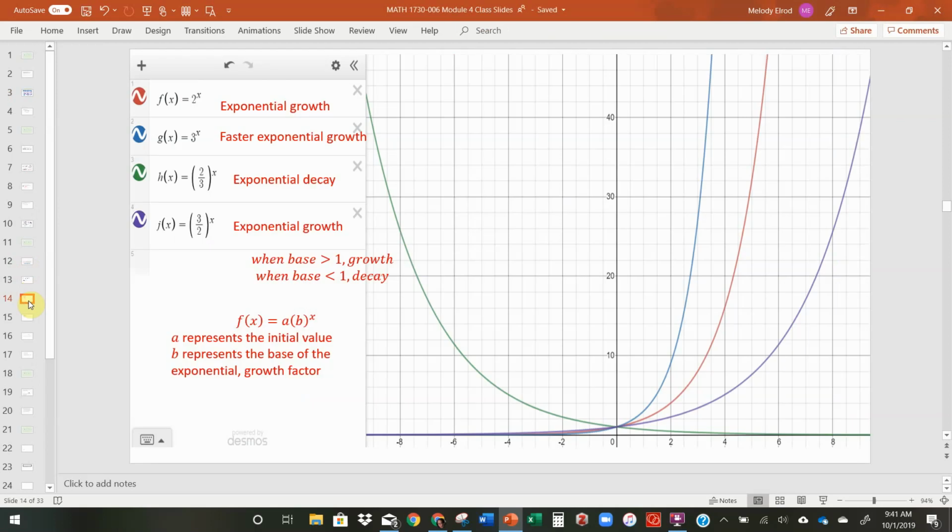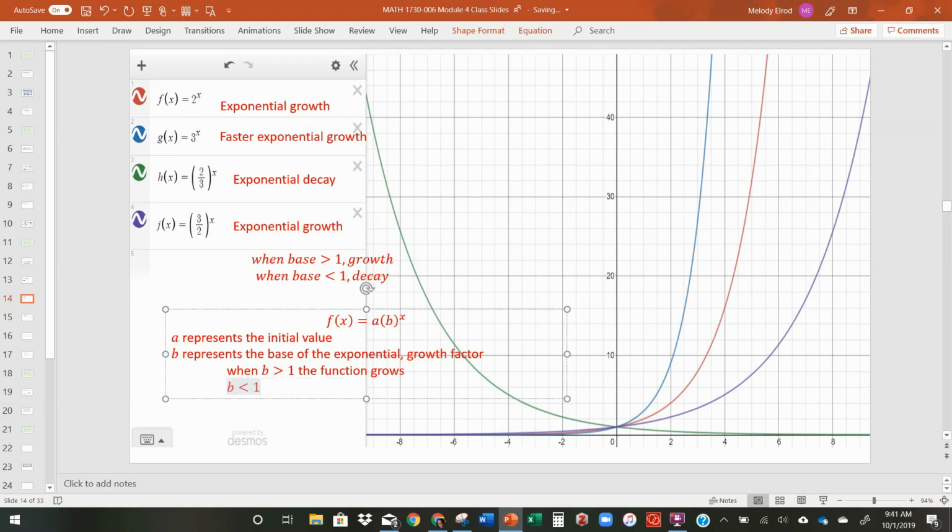So, returning here to our functions, we can add in: when b is greater than 1, the function grows. And when b is less than 1, the function decays.